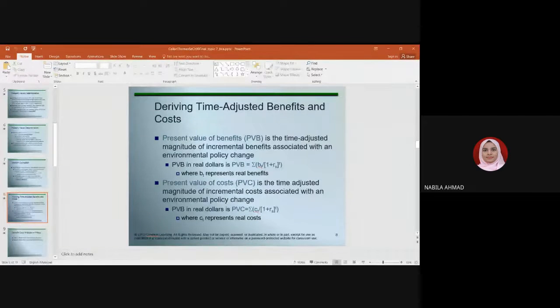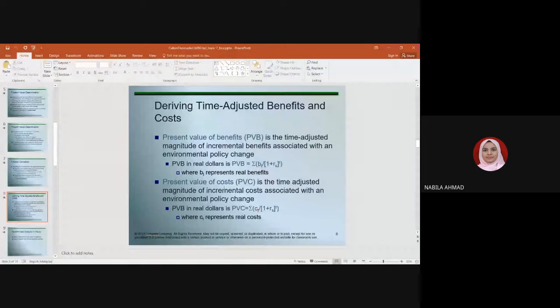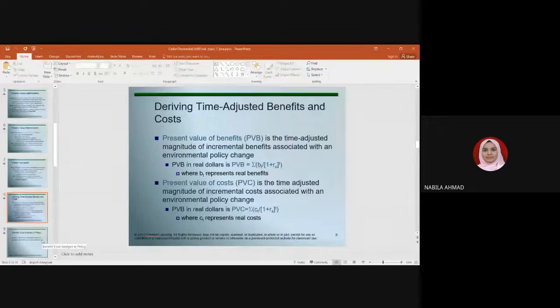Okay, so kita boleh ambil this formula sajalah. So BT ni adalah incremental benefit. Sama juga untuk cost. Okay, so CT lah untuk cost. Right, so this is the present value of cost, present value of benefit. Okay, jadi di sini dia ada several step yang kita perlu ikut untuk kita cari present value of benefit and also present value of cost.